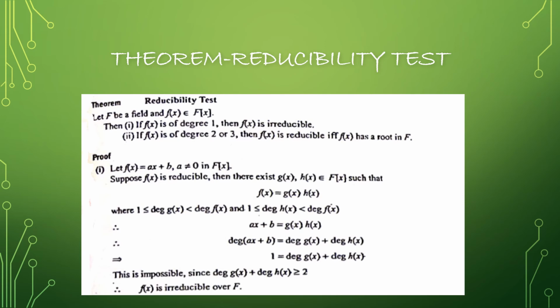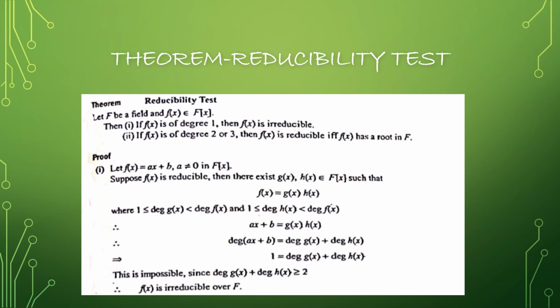A reducible polynomial is a polynomial which can be written as a product of two polynomials, each of lower degree than this particular polynomial. So automatically the degrees of g and h should be less than that of f. Automatically the degree of f is 1. So that's why they are given like that: 1 less than or equal to the degree of h(x), less than the degree of f(x).